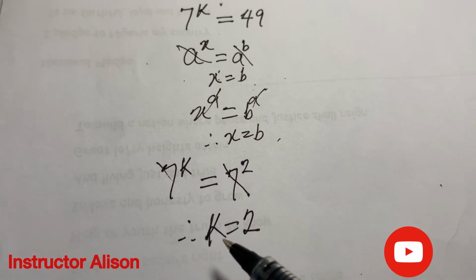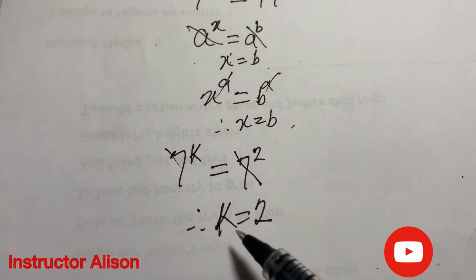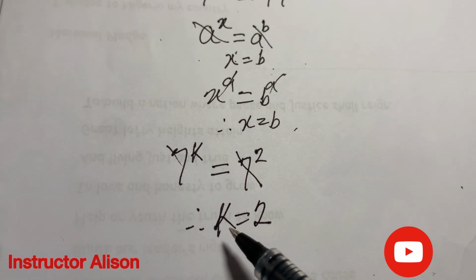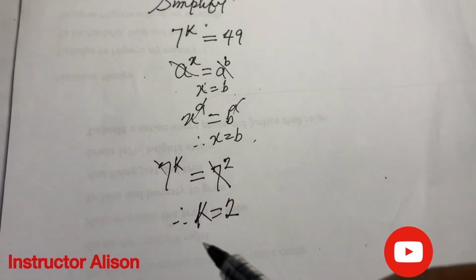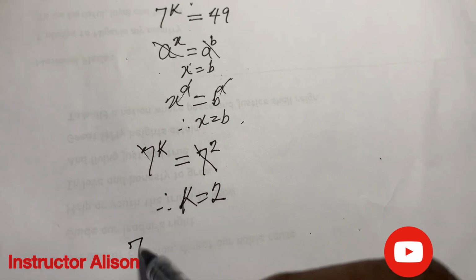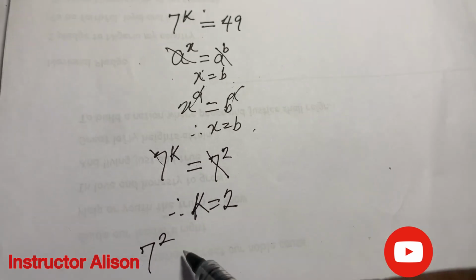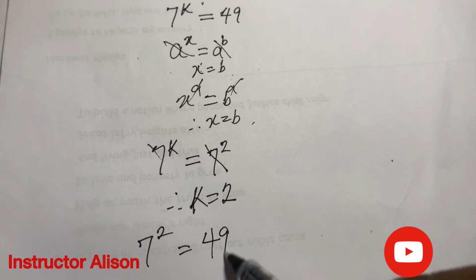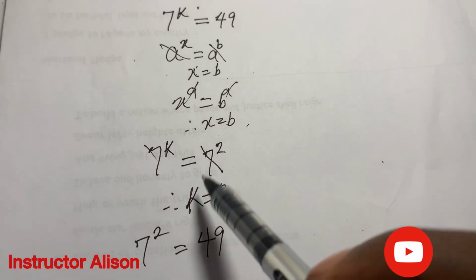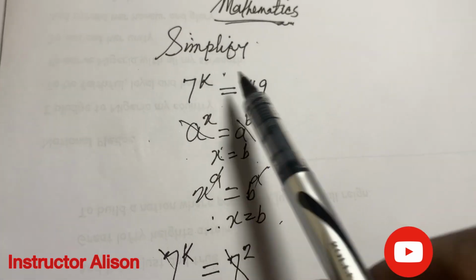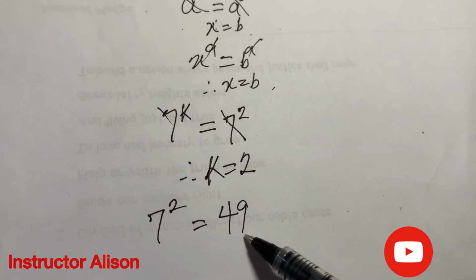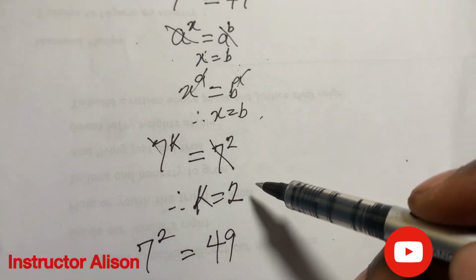And if you want to check for extraneous solutions, checking if this answer is exactly correct, what you need to do is to plug the value of k wherever you see k in the original equation. If you do that, you notice that the left hand side is equal to the right hand side. Of course, you know that 7 squared is 49 because I substituted this 2 wherever I saw this k, and the result also gives 49. That means this problem is correct.